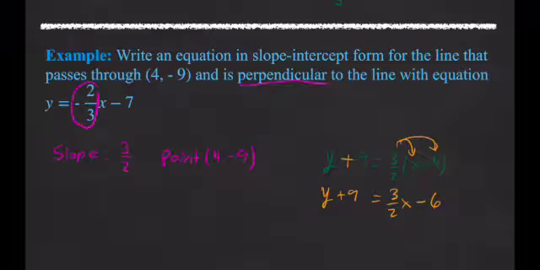At this point, all we have to do is get the y by itself. The opposite of addition is subtraction, so we subtract 9 from both sides. So y equals 3 over 2 x minus 15, because if they're both negative, you're adding them together, and it's going to go farther negative. So this is a line that is perpendicular and also passes through the point (4, -9).